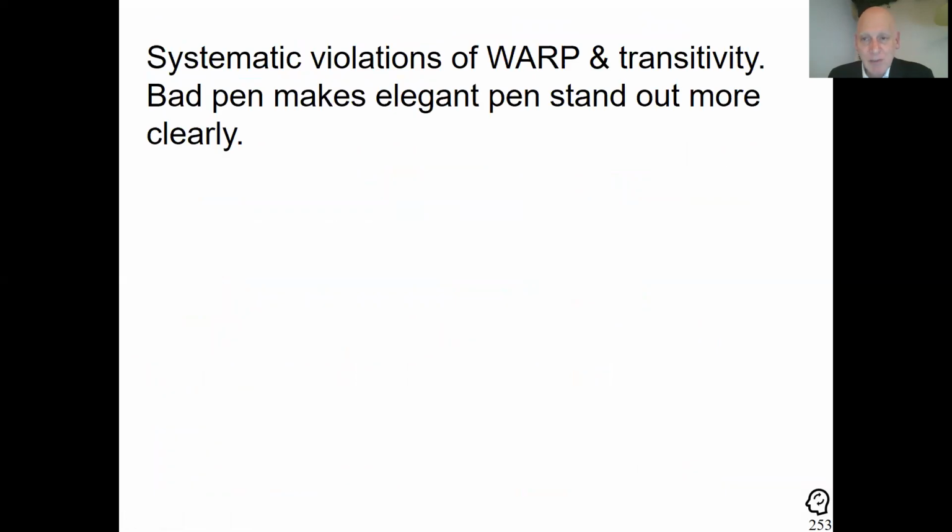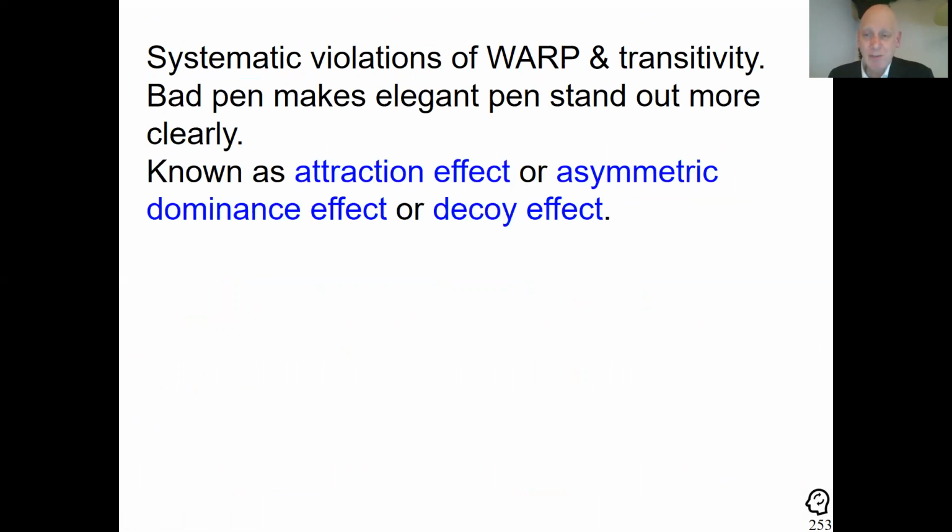So such findings mean, as I said already, I'm not going to explain very much, that transitivity and weak axiom of revealed preference, very basic things, are violated. And this effect that you can make people choose an option more by adding something just inferior to it that in fact should be irrelevant, but simply makes that thing stand out more, is called the attraction effect, asymmetric dominance effect, or decoy effect. So all kinds of terms are used in the literature.